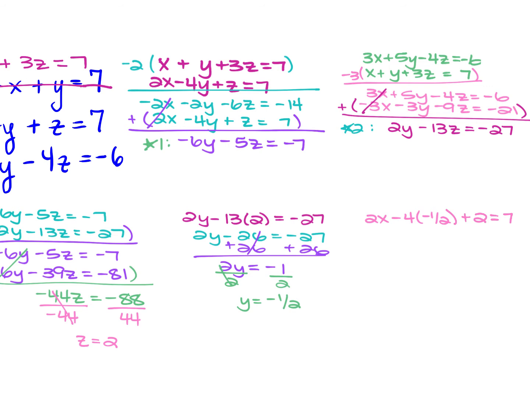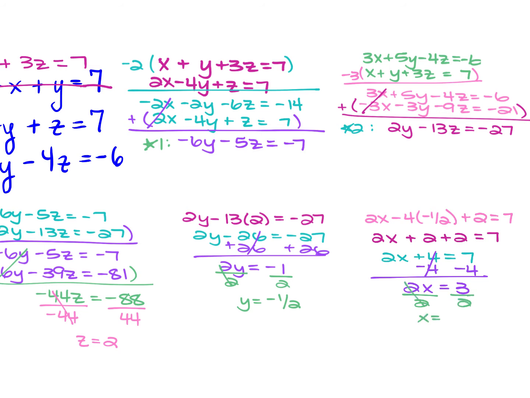From here, the negative 4 times negative 1/2 gives us 2x plus 2 is equal to 7. That 2 plus 2 is 4, so 2x plus 4 is equal to 7. We move the 4 over, subtracting it from both sides. We get 2x is equal to 3. Divide each side by the 2, and you get that x is 3 over 2.